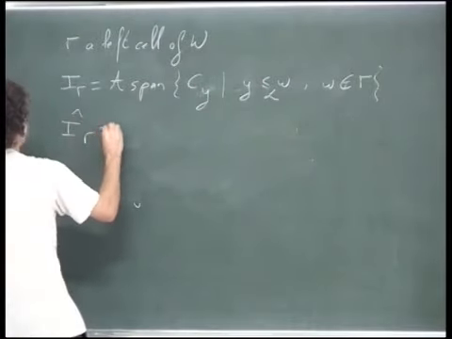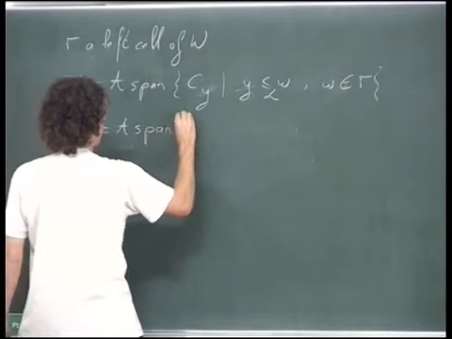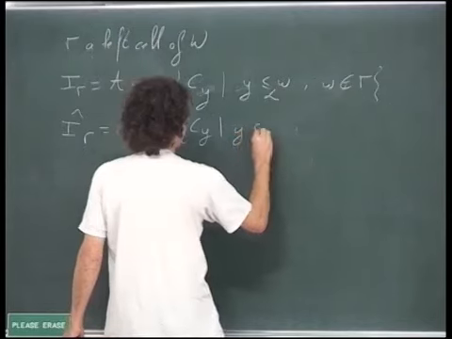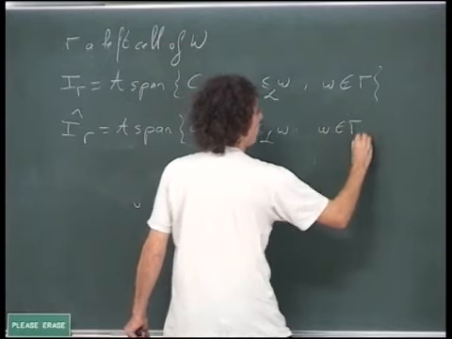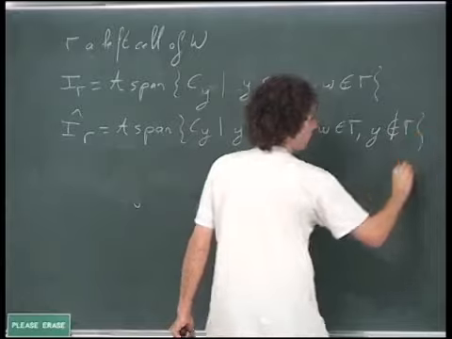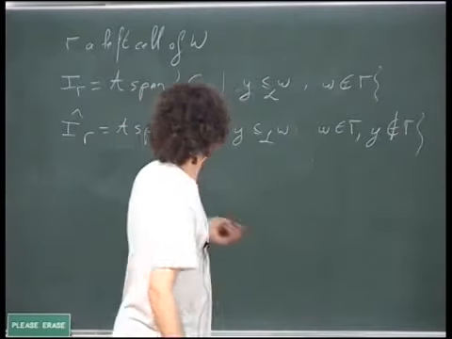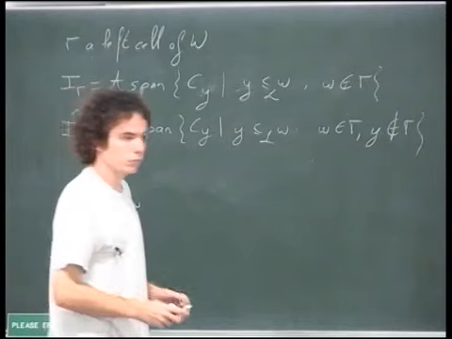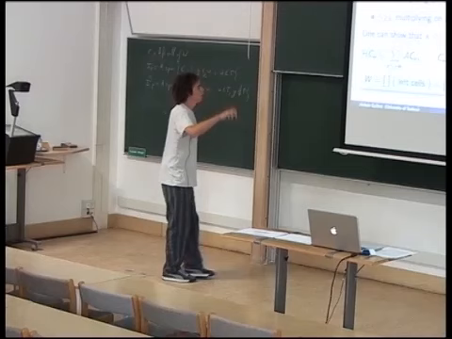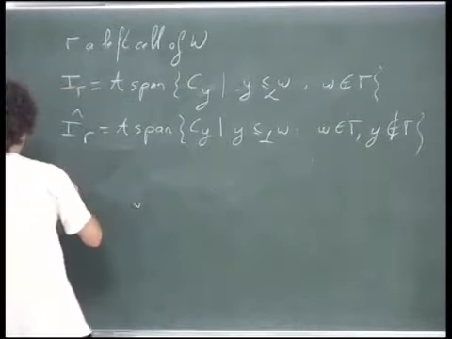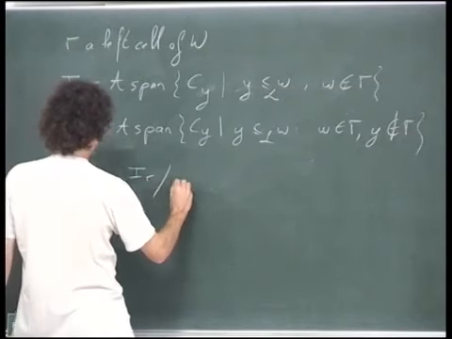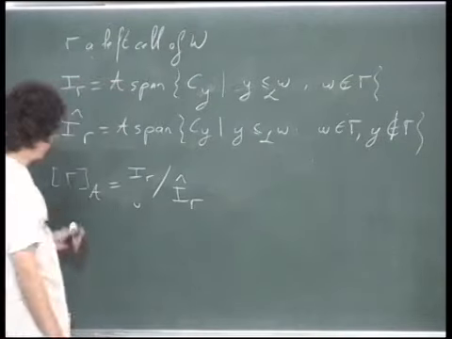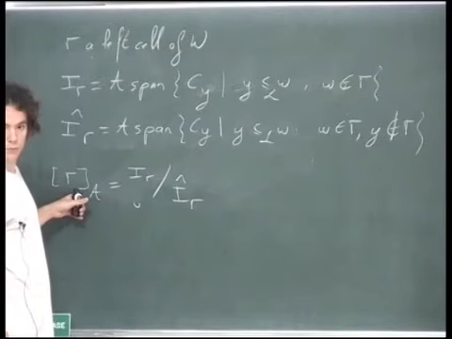then E gamma hat is the A-span of the same thing, except now you ask that Y doesn't lie in the left cell gamma. Both these things are left ideals of H using this. And so the quotient, which is denoted like that, is naturally a left module of your Hecke algebra. So to each left cell, you can associate a left module by this.